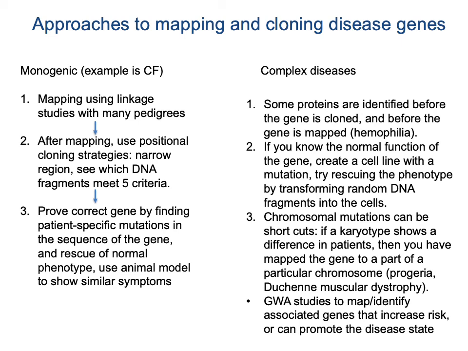And for some diseases, if there are chromosomal mutations, that can be a shortcut. So if you do a karyotype and you're looking at the chromosomes of patients compared to normal and you see differences, then you may be able to quickly map the gene to a part of a particular chromosome. So that shortcut was helpful in cloning the disease genes for progeria and Duchenne muscular dystrophy. And then just a reminder again that those GWA studies have been commonly used in complex diseases to map and identify associated genes that increase risk or somehow promote the disease state.